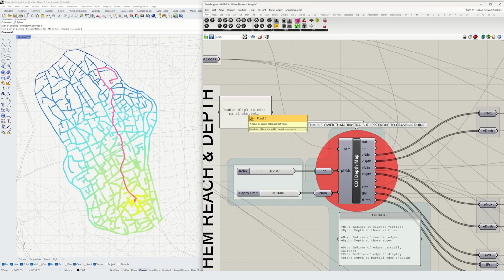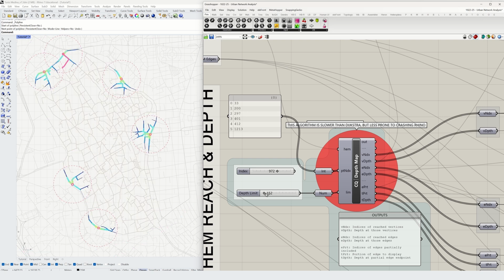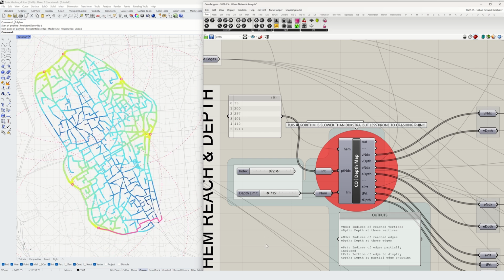This script can also accept multiple starting point inputs. For example, all of the city's traditional gates, which can be used to find the nearest entrance and define catchment zones. Note that the color scale is connected to the depth limit slider.